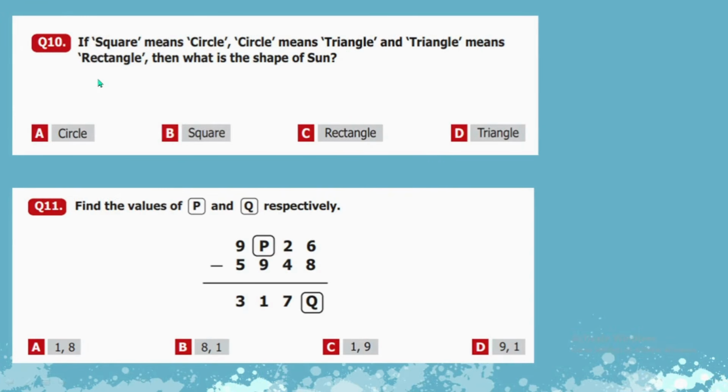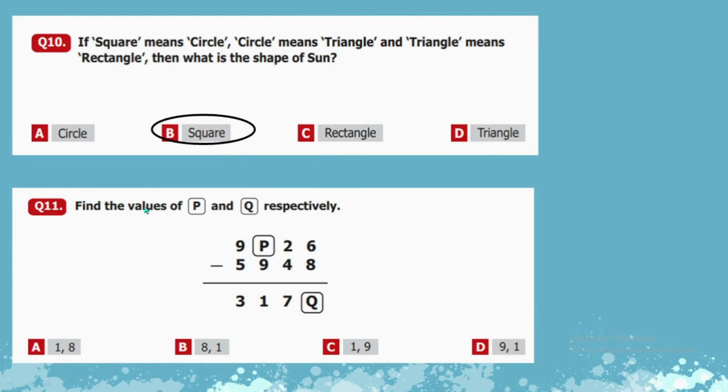Question number 10. If square means circle, circle means triangle, and triangle means rectangle, then what is the shape of sun? So we know sun is in a circular shape. So when we will see a square, we will think that it's a circle. So square is our option because square means circle.